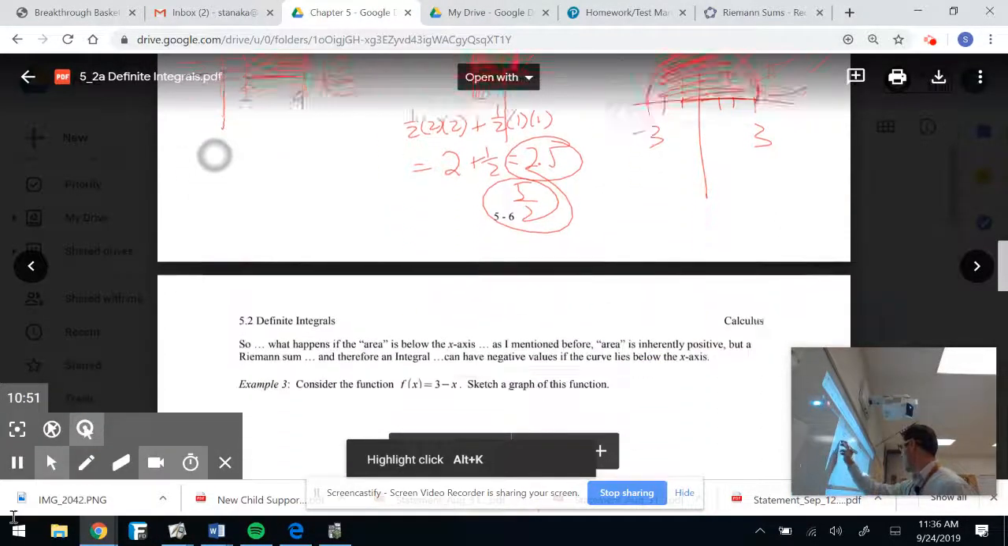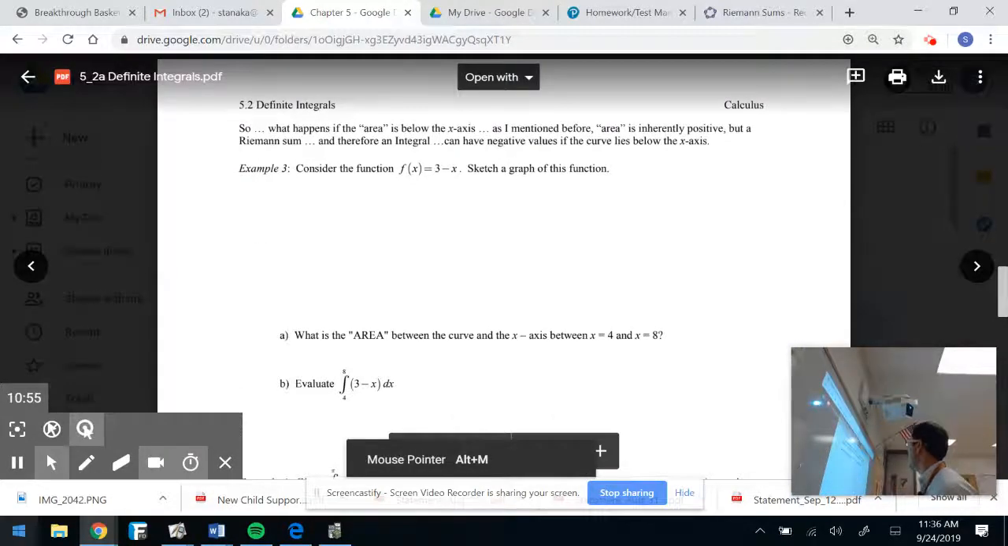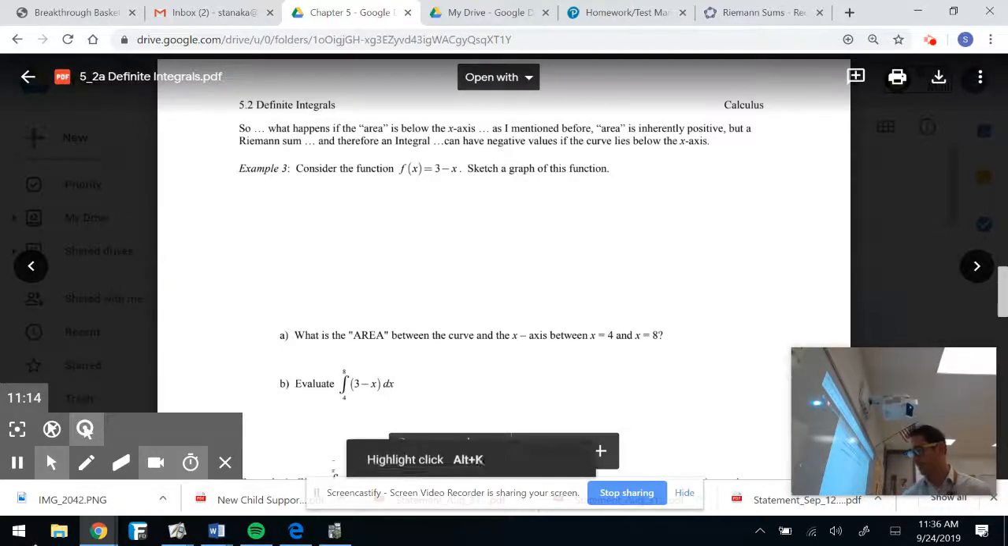All right, let's keep rolling. So what happens if the area is below the x-axis? As I mentioned before, in the problems we just did, they were all above. Okay? Can we get negative values if the curve lies below the x-axis? So that's what we're going to look at right now. Can you graph that function? And let's think about it.